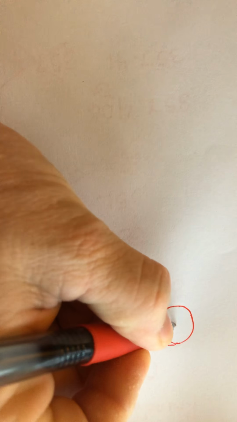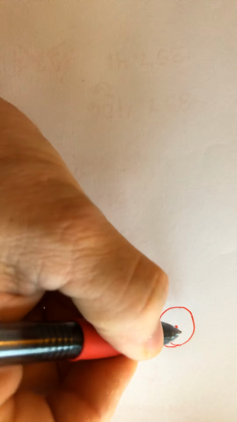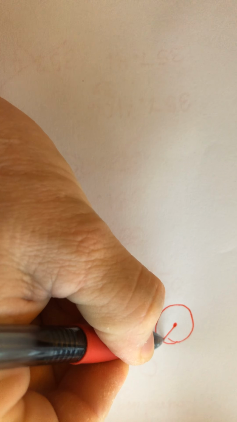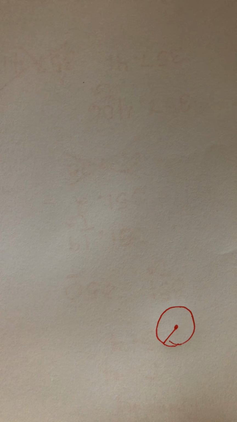Today we're going to review how to find the area and circumference of a circle. Now, if you draw a line from the center of the circle to the outside of the circle, that's called the radius.